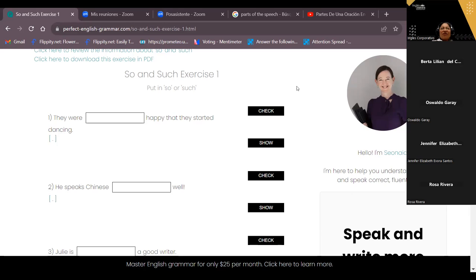Okay, Rose, Matthew and Rose, you have already done it. Let's see, Rose. Tres malas me salieron. La de she swims, le puse such y ahora so. So. La otra, sí, bueno. La cuatro, la cinco y la última. Okay. So in the last one you wrote the such, right?